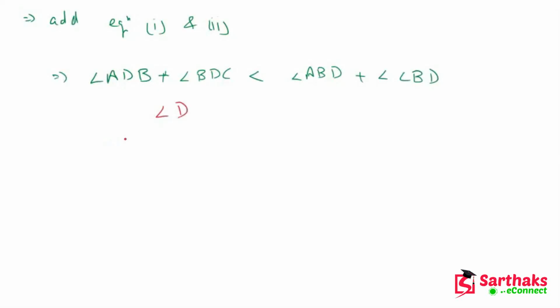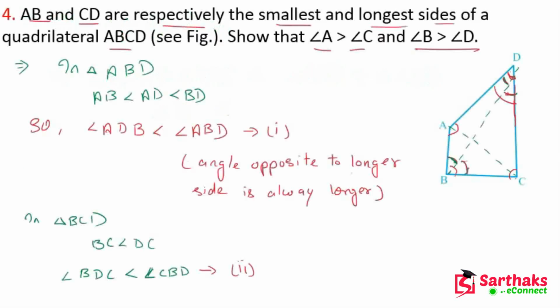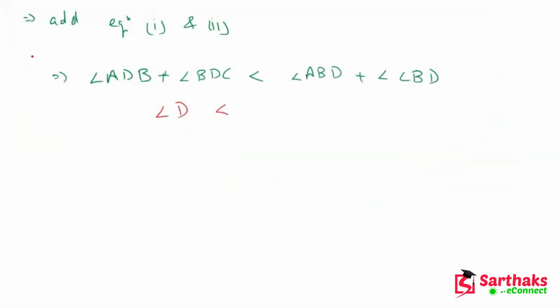We get angle D, which is less than... Now if we add angle ABD plus angle CBD, meaning if we add this angle and this angle, we get angle B. So here we get angle B. So this condition is hence proved.